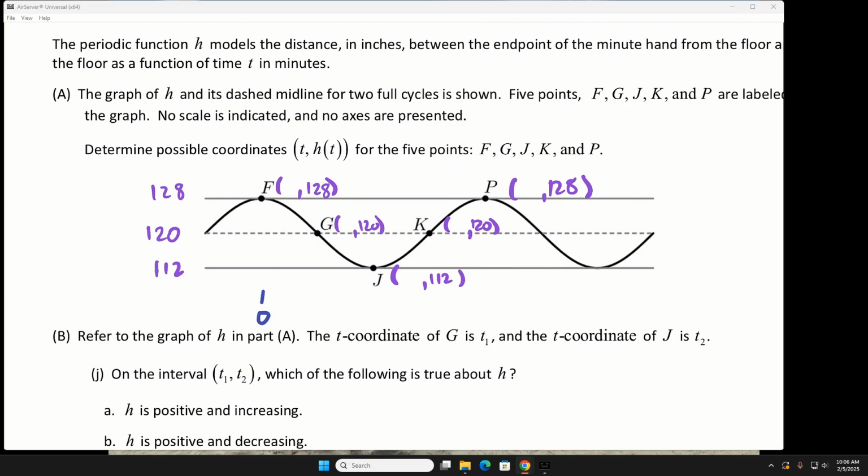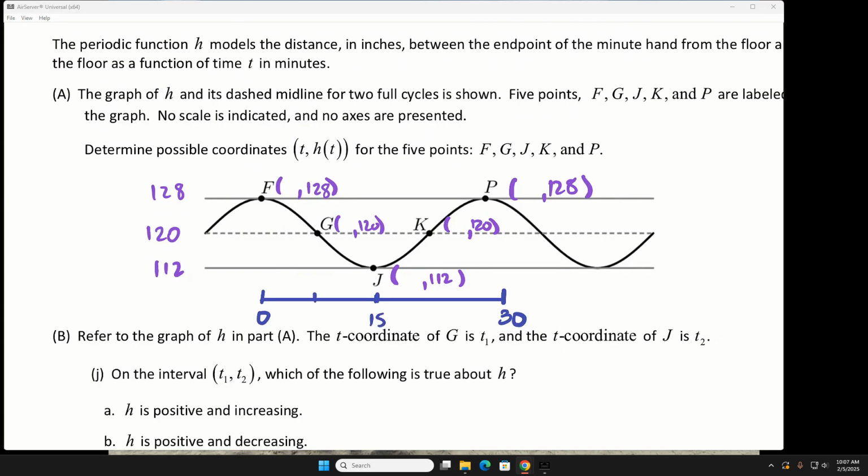How long does it take it to do one cycle where it's back at the 12? 30. Yeah, so P is also going to be at the max, which is going to be at time 30. That's the period. That's how long this weird minute hand takes. What about J? Yeah, so that's going to be halfway.